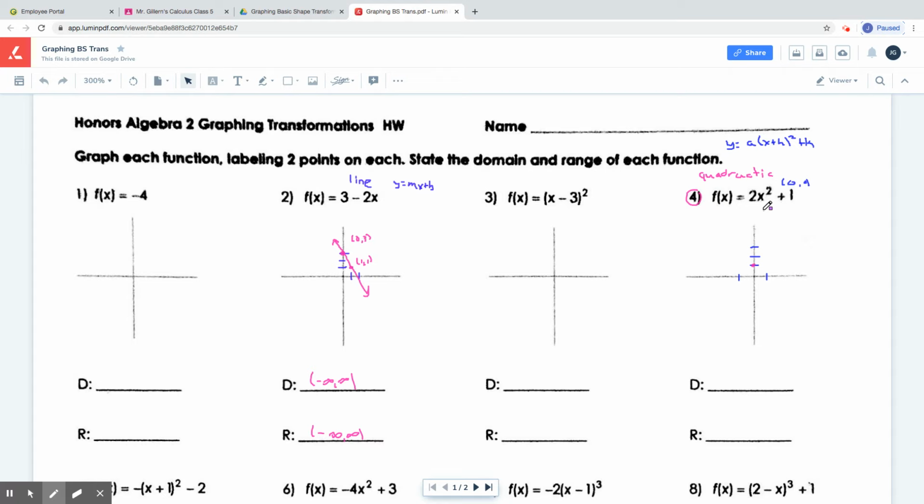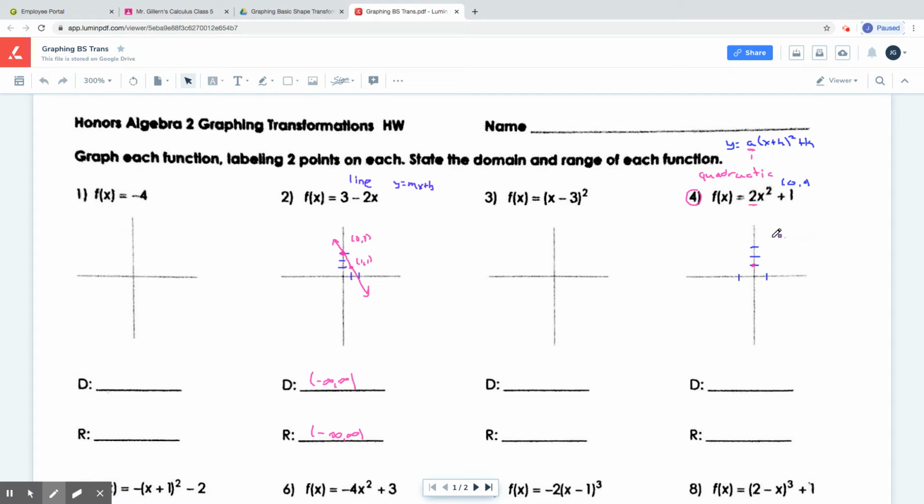If you don't remember vertex form, fine. You should still know now with our transformations, our slides, nothing in parentheses with x, x doesn't move. 1, you just move it up 1. There's our vertex. Now, what does this 2 do? What does the a do? That's how much you move up or down, and we always put it over 1.